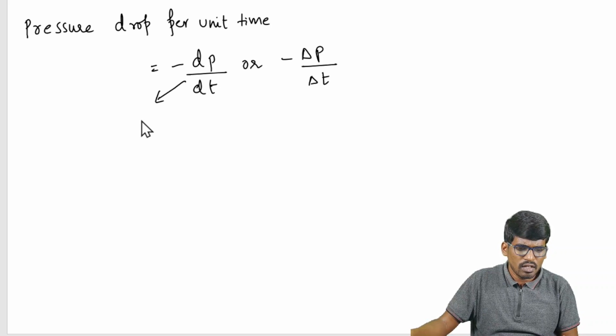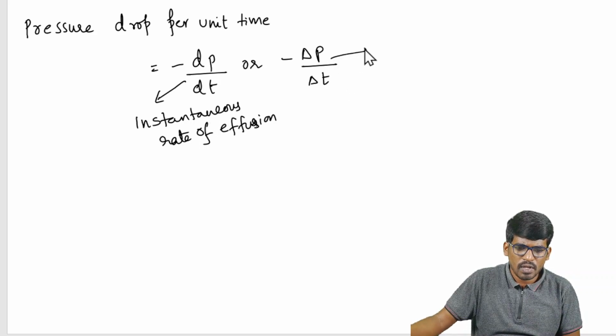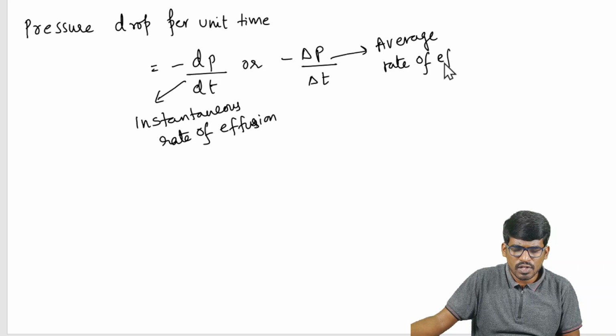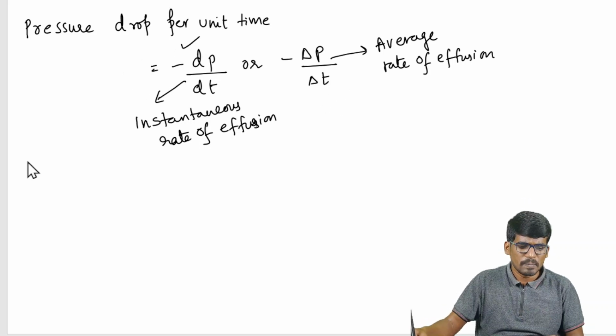But minus dP upon dt is nothing but the instantaneous rate of effusion. If it is instantaneous rate of effusion, then you can use dP by dt. Delta P upon delta T, in the sense, is the average rate. Whenever the rate of effusion is average, then in that case I can use minus delta P upon delta T. It is instantaneous rate of effusion means dP upon dt.